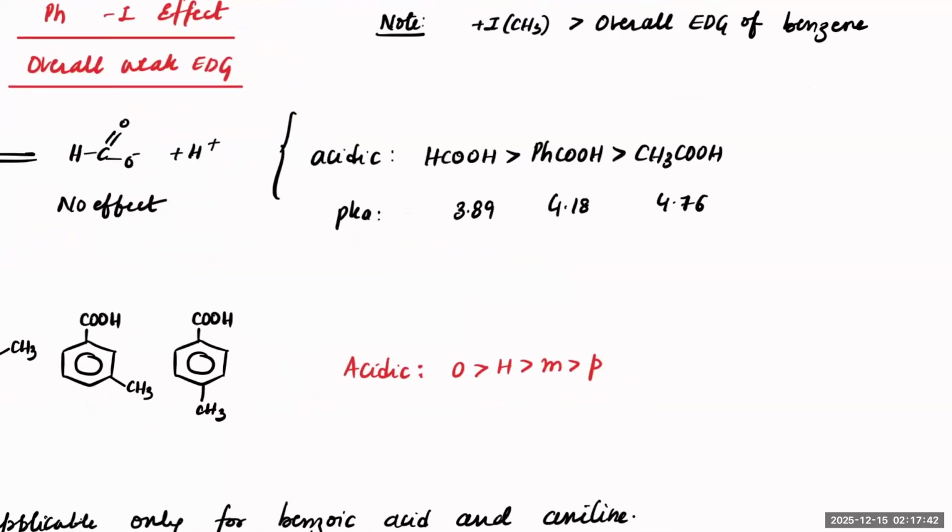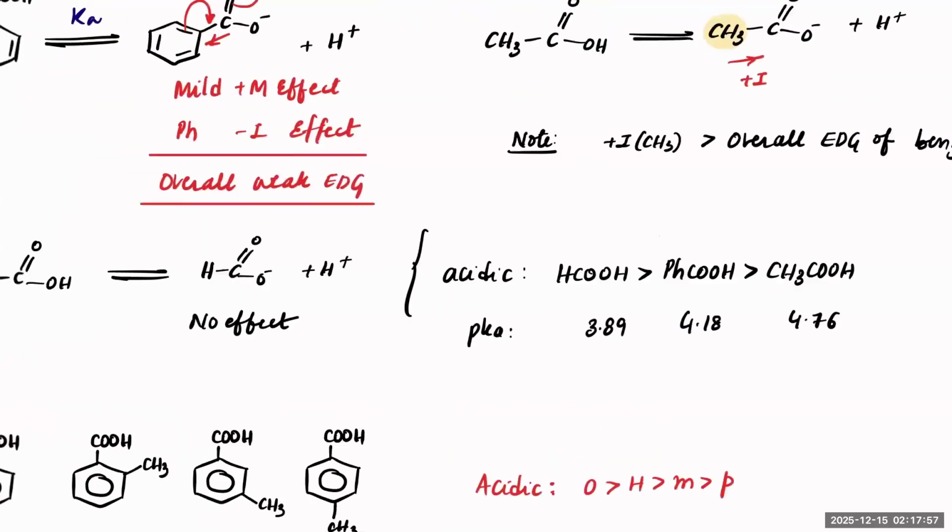Clear? You can notice the pK values also. Formic acid is around 3.8, benzoic acid is 4.18, and acetic acid is 4.76. Very close by values. Okay. So remember based on effects.